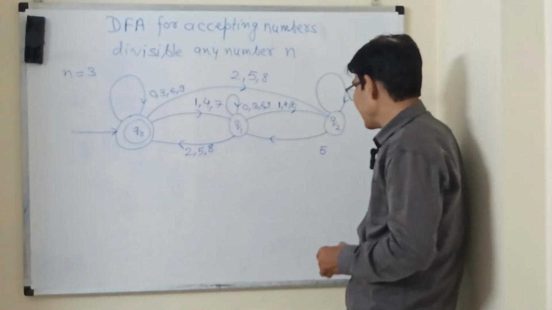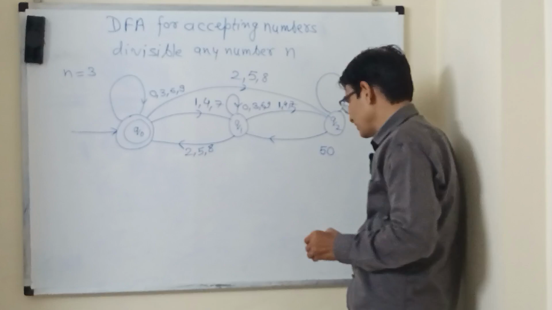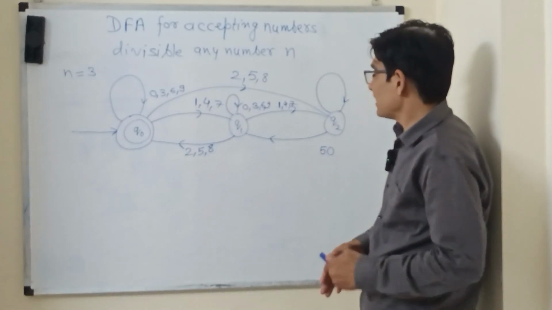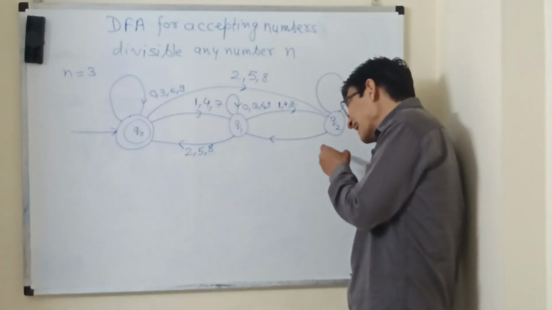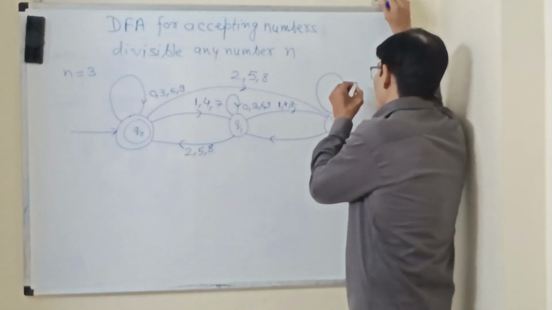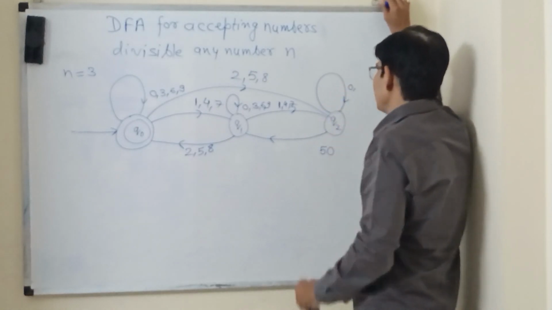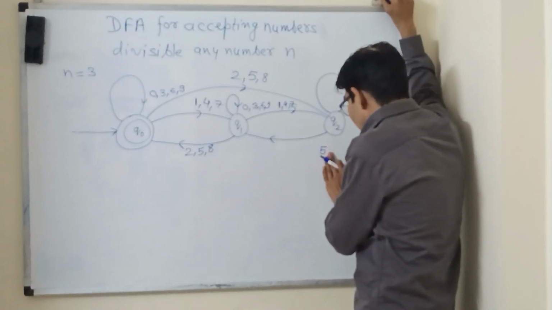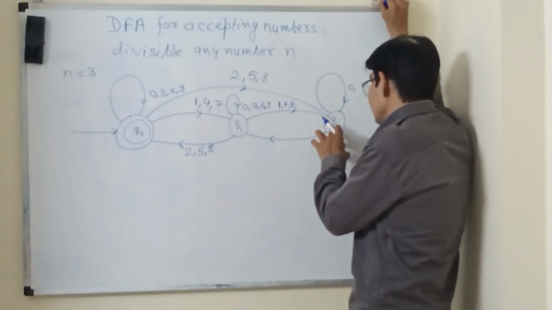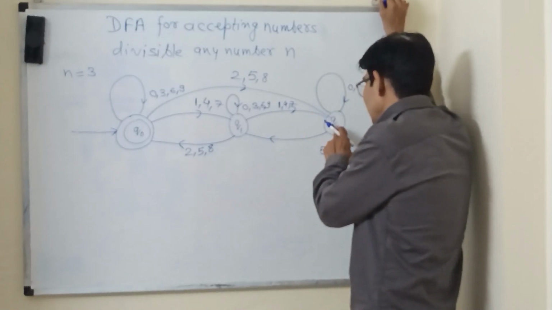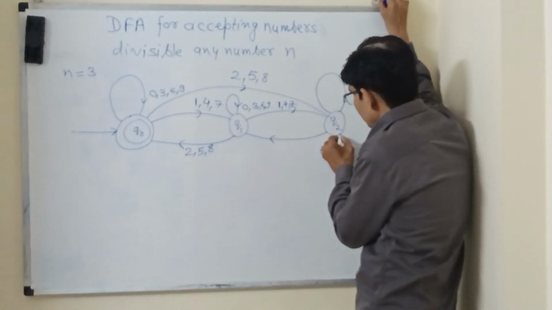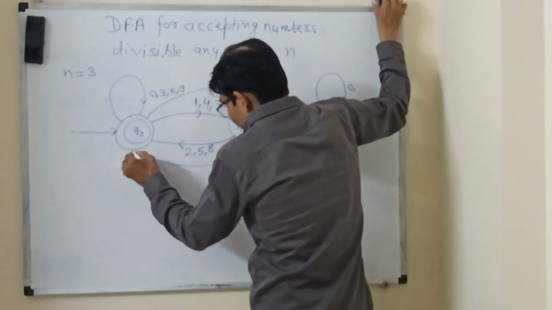Now if we apply 0 here, it becomes 50. And 50 is again giving the same remainder. So on applying 0, we will stay here only. Now, if we apply 1, then it becomes divisible by 3. So we will move to Q0.